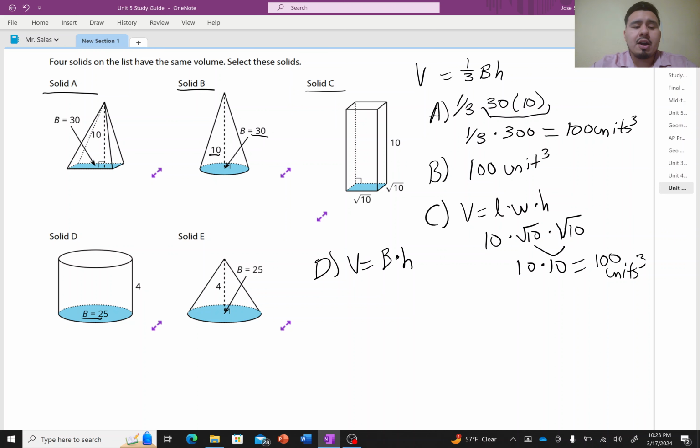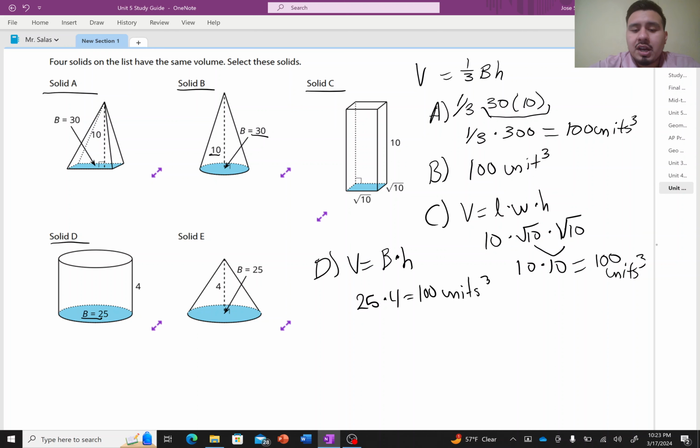So right here, all I have to do is easy plug and play. I get 25 times 4. Whoops, I could have done it a little bit better. Let me see. 25 times 4, that is equal to 100 units cubed. Okay, so I found that A, B, C, and D have the same volume. Therefore, E is not going to have it.